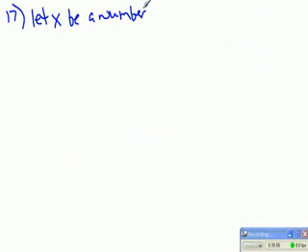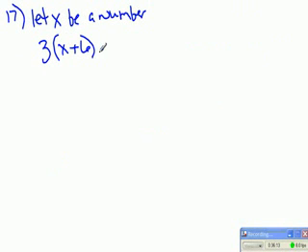Number 17. Define a variable. So I'm going to start with let x be a number. You can use any letter you want, but you do have to say that. That's part of the problem, defining a variable. And it says write the inequality 3 times the sum of a number. So 3 times something added, so it's going to be in parentheses. The sum of a number and 6.